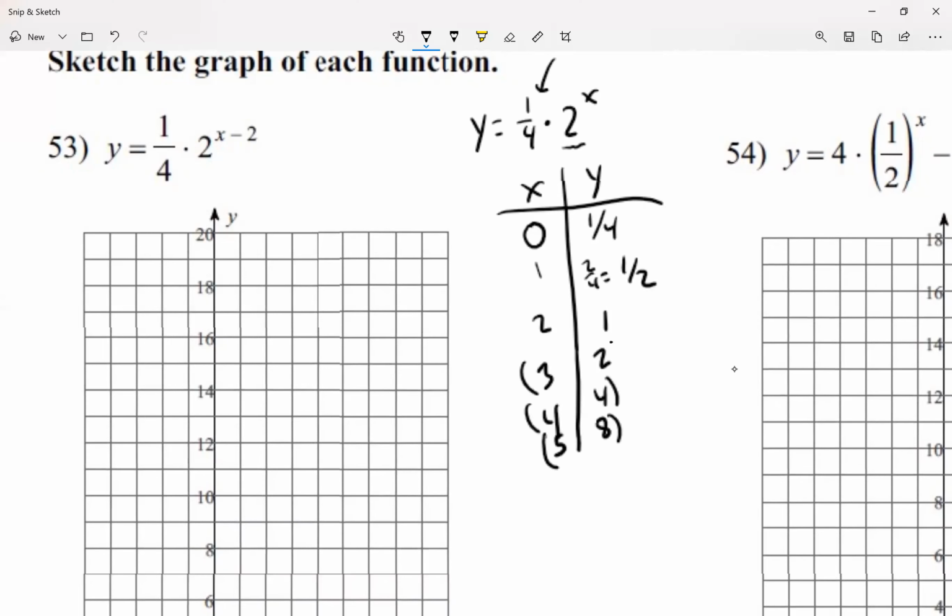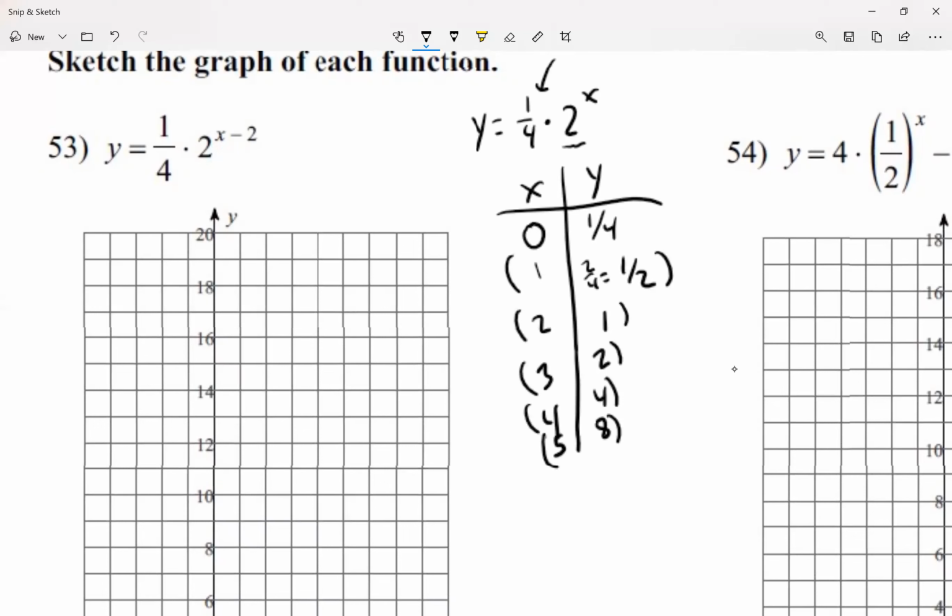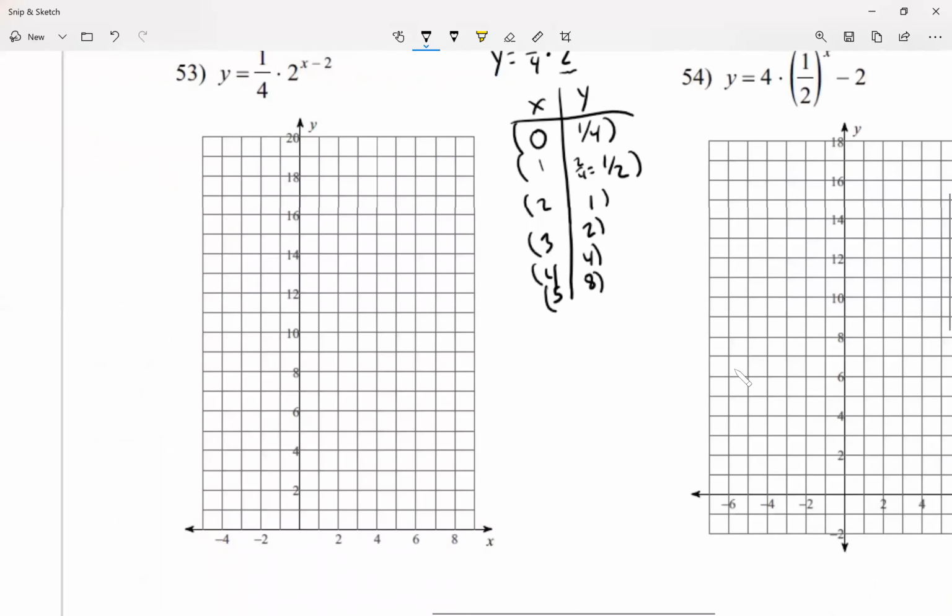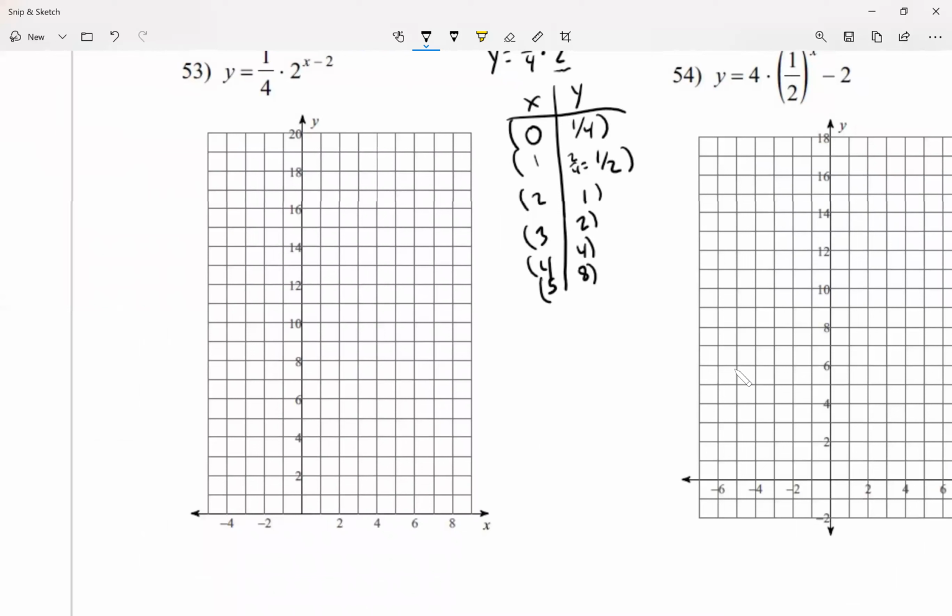I see my coordinates here, right? You guys can see those. I'm gonna plot the points that I can. 0, 1/4. I'm not gonna be able to graph that. I know it's somewhere over here, but I'm not gonna bother. 1 and 1/2. Oh, that's about here. I'm not gonna graph that one either. Cannot estimate that well. But I can plot the other points, right? 2, 1, 3, 2, 4, 4, 5, 8.